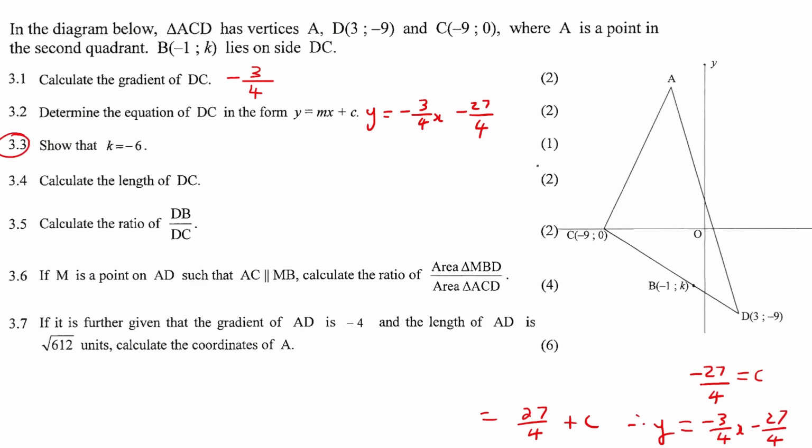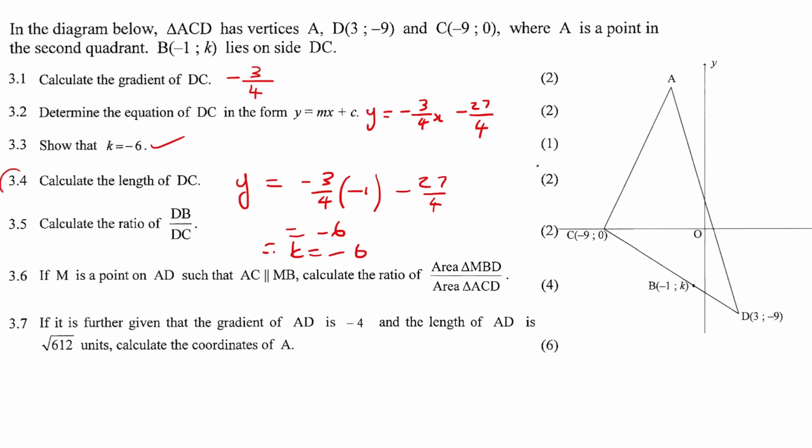This question says, show that k is minus 6. So now that we have the equation of this line, which is this over here, we can just plug in the x value because it's a point on that line. As long as it's a point on that line, you can plug it into the equation. And so if x is minus 1 and then minus 27 over 4, go ahead, type that all in, and we get minus 6. And then we can just say, therefore, k is minus 6 because k is the y value. Okay, so we've done that.